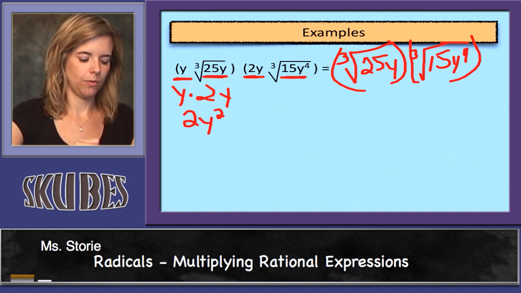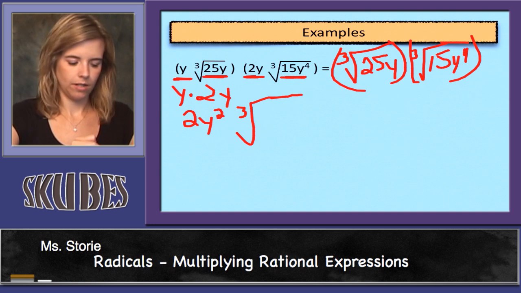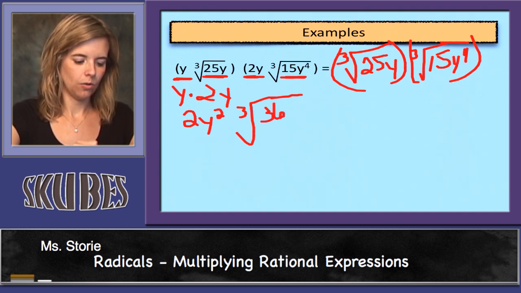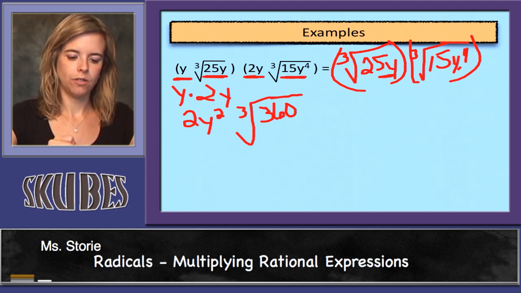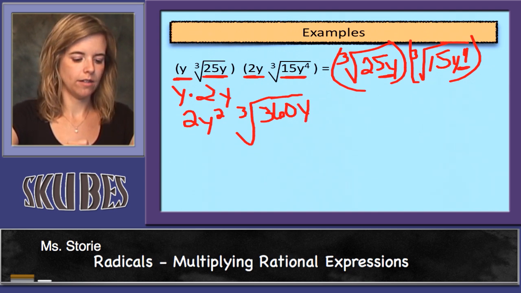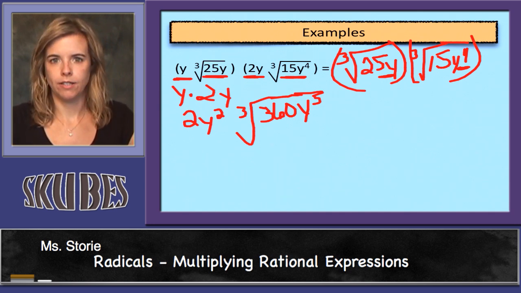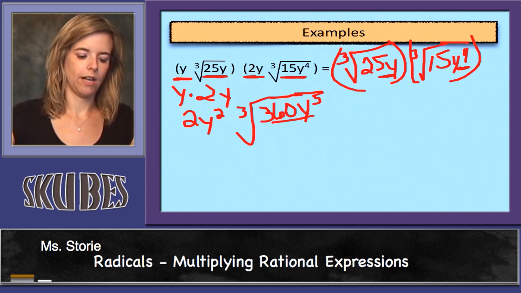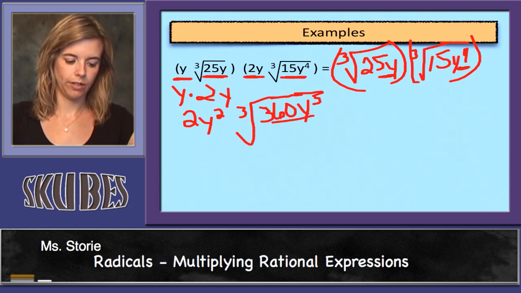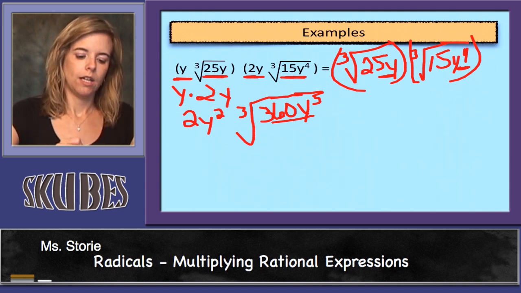Okay, when we do that, we know we're going to get a cube root. And that one is going to be 360 for the whole number. And when you multiply exponents, you really don't. You add them, so you have y to the 5th. All right, looks good, but we're not done yet because we can definitely break down these according to cube roots. So we're looking for groups of 3.